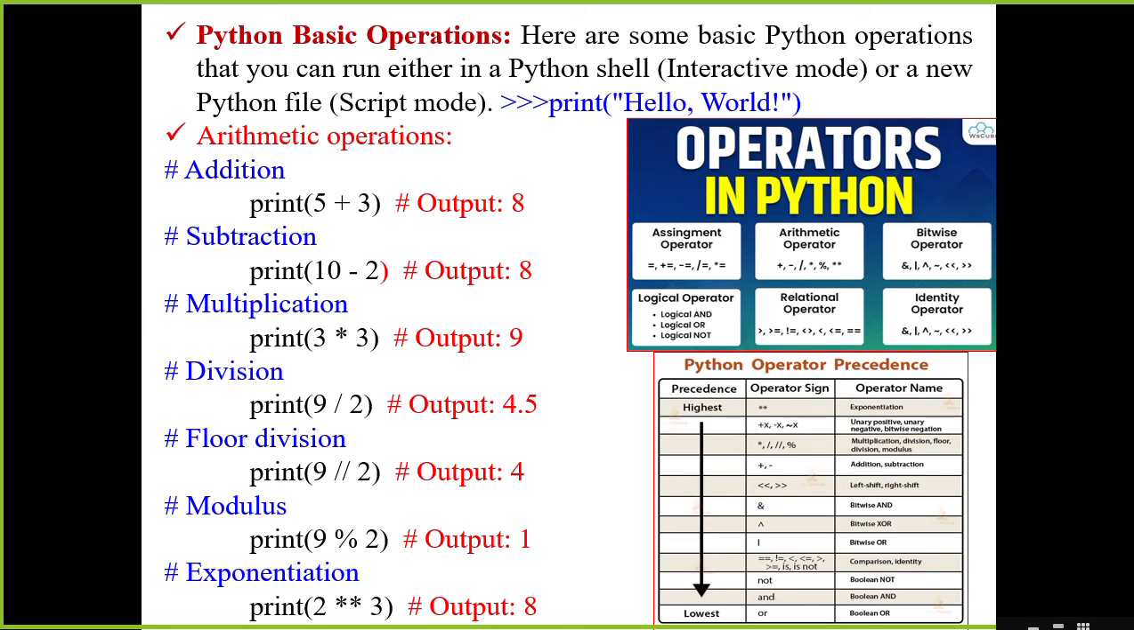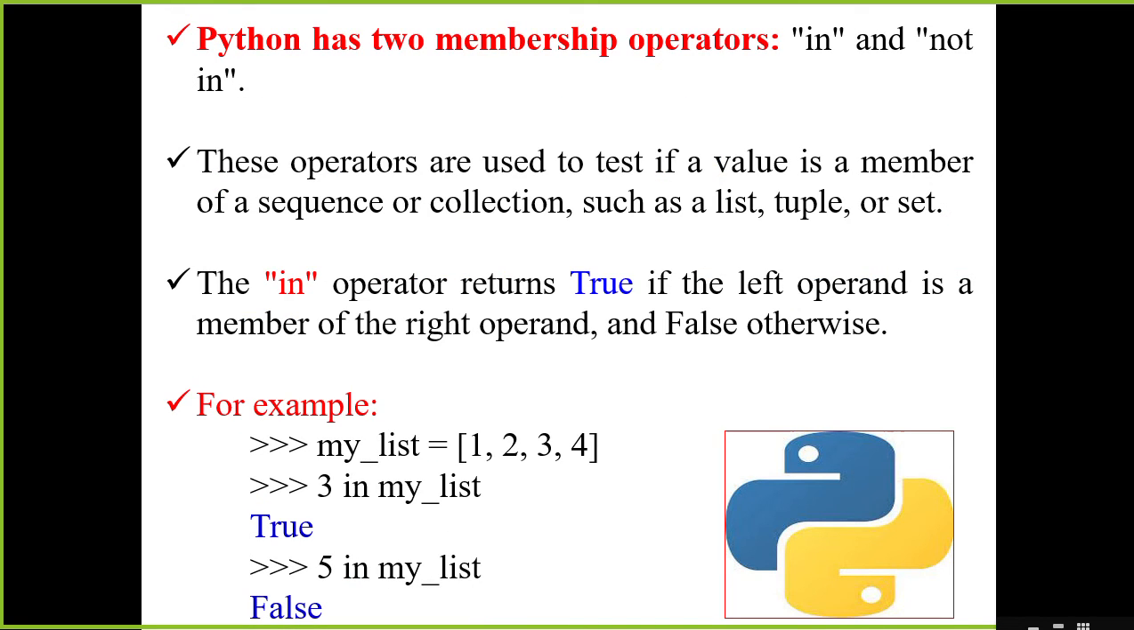operators in Python programming. And Python has two membership operators, in and not in. These operators are used to test if a value is a member of a sequence or collection such as a list, tuple or set. The in operator returns true if the left operand is a member of the right operand, and false otherwise. For example, if you declare my_list as a variable equal to 1, 2, 3, 4, the elements of the list, and type 3 in my_list, it will print true. 5 in my_list, it will print false.